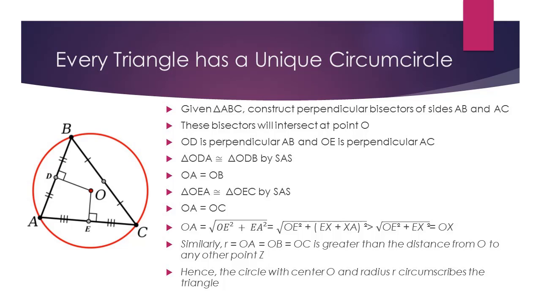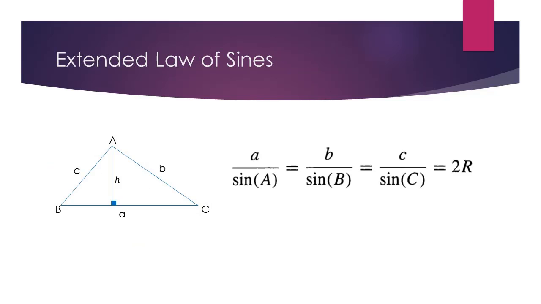Similarly, we can also establish that the radius R is equal to OA, which is equal to OB, which is equal to OC, and that it is greater than the distance from O to any other point Z on triangle ABC. Therefore, the circle with center at O and radius R circumscribes the triangle. Using lowercase a, lowercase b, lowercase c to denote the lengths opposite the vertices A, B, C, then a over sine A equals b over sine B equals c over sine C, which equals 2R.